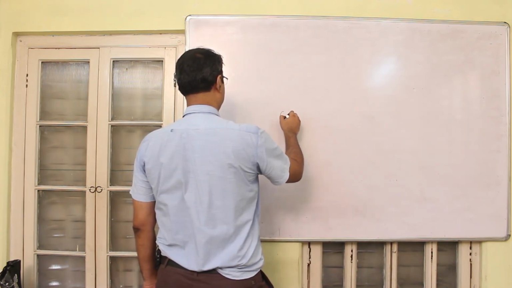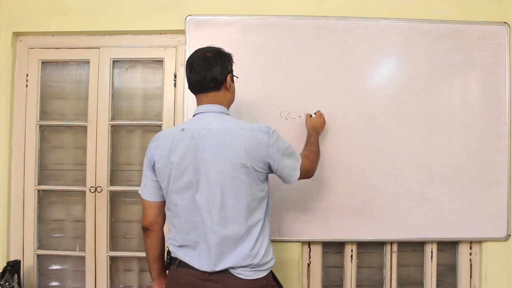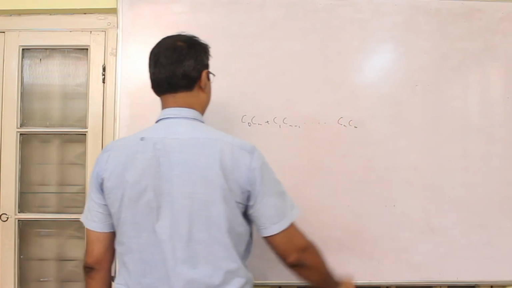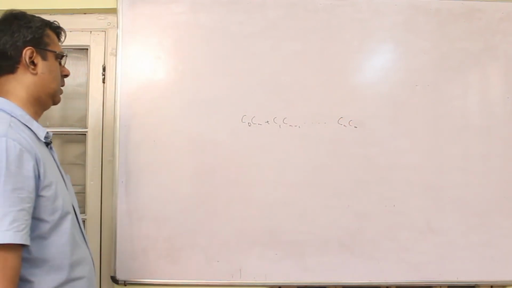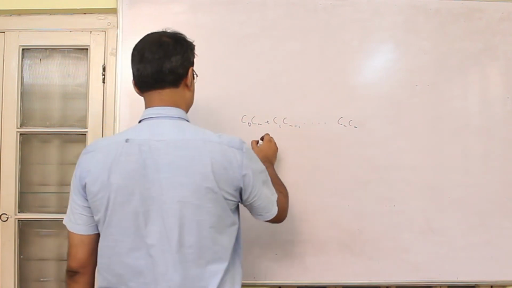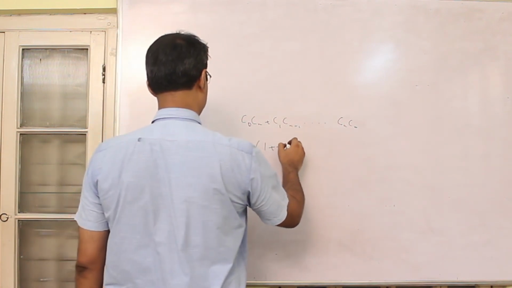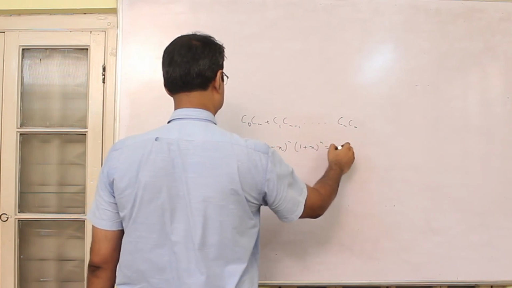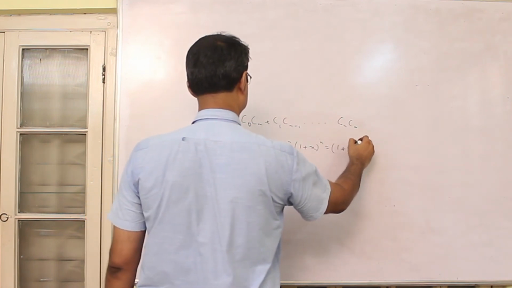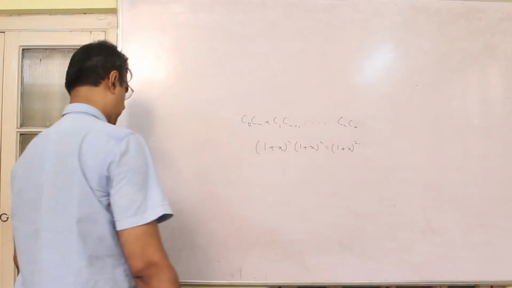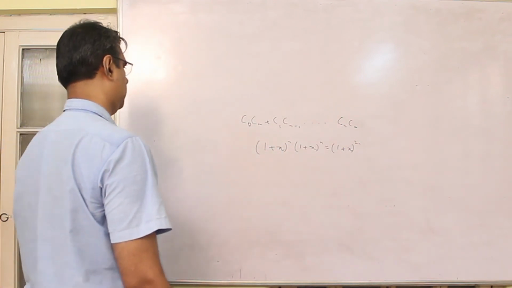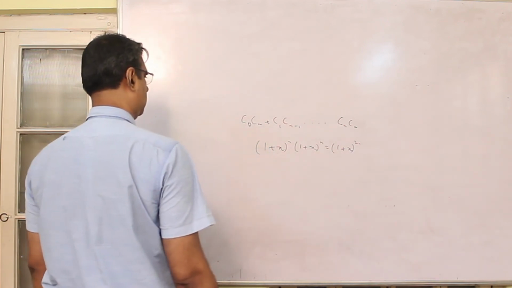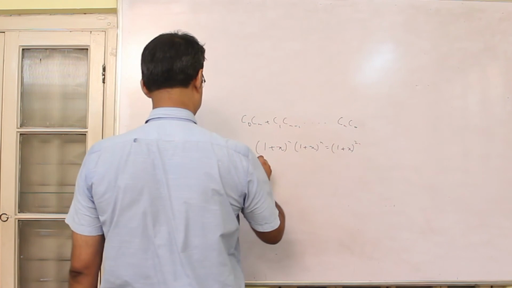Suppose we need to find a series such as this one. Suppose we need to find the sum of such a series. So we will begin by writing the identity 1 plus x to the power n into 1 plus x to the power n is equal to 1 plus x whole to the power 2n.